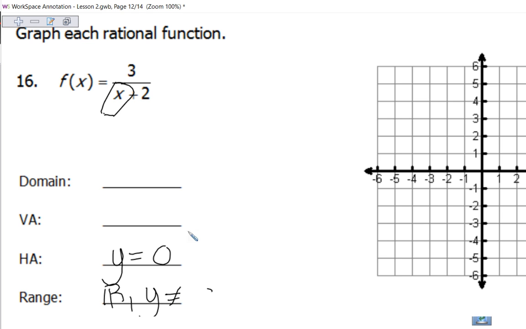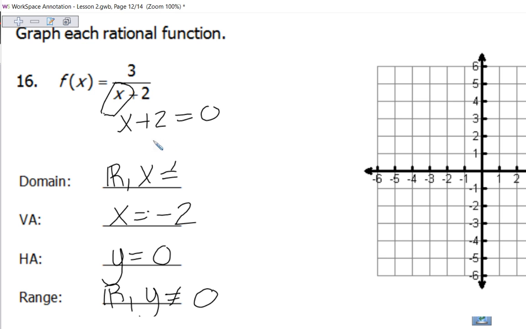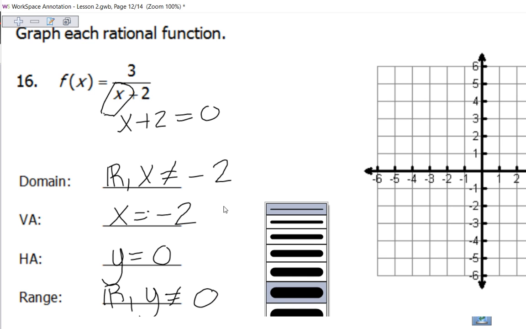How do I find the vertical asymptote? Set the denominator equal to 0, so x plus 2. Set it equal to 0. So what would that vertical asymptote be? X equals negative 2. So that means our domain is all real numbers, except x cannot equal negative 2.